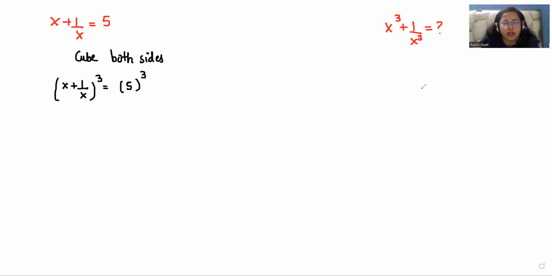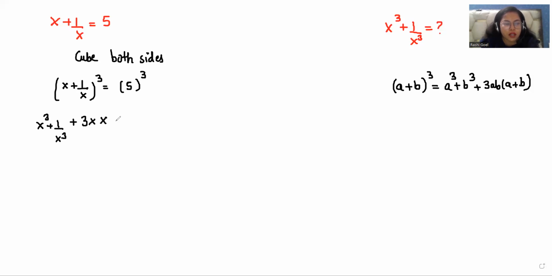Now on the left hand side we can use the identity, that is a plus b whole cube equals a cube plus b cube plus 3ab times a plus b. So I'm going to replace this. So x cube plus 1 over x cube plus 3 times x times 1 over x is equal to, in bracket, a plus b, that is x plus 1 over x, is equal to 5 cube, which is 125.